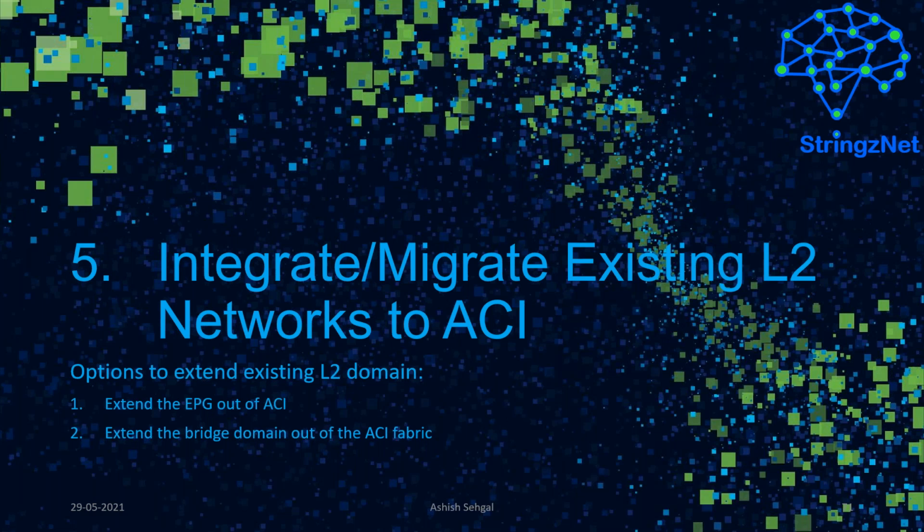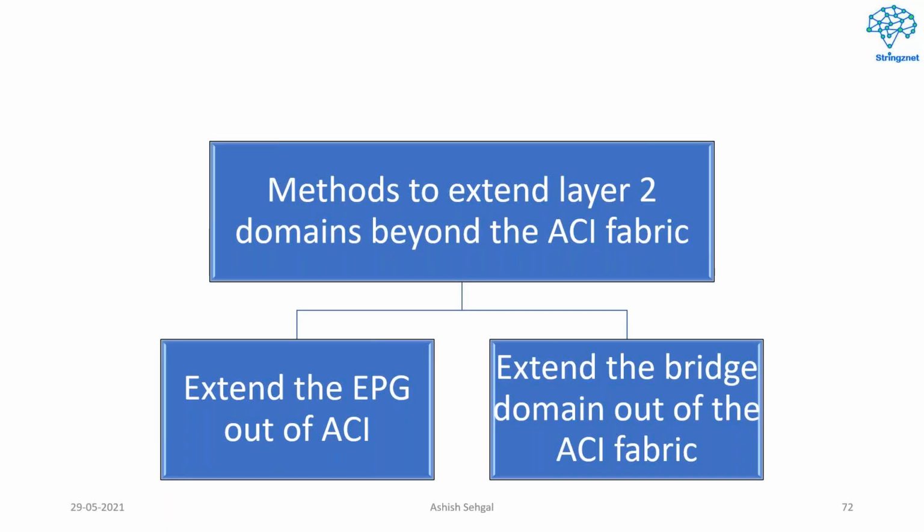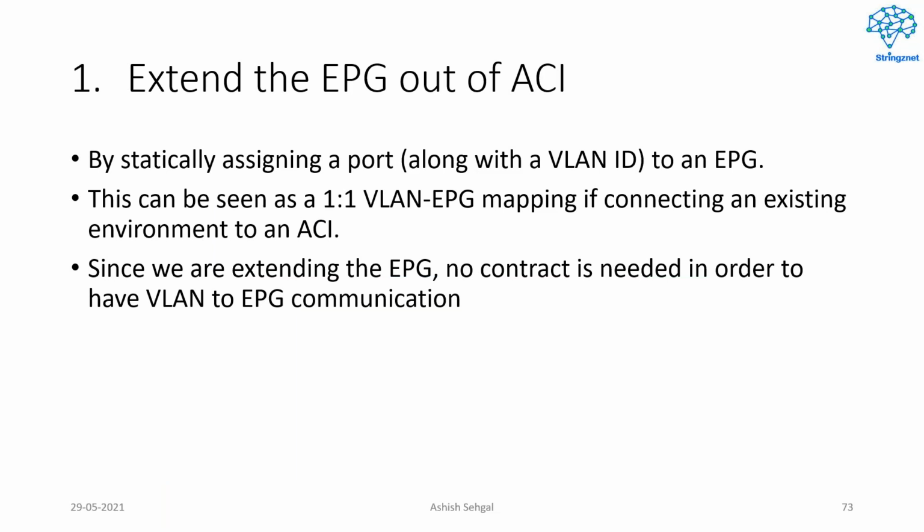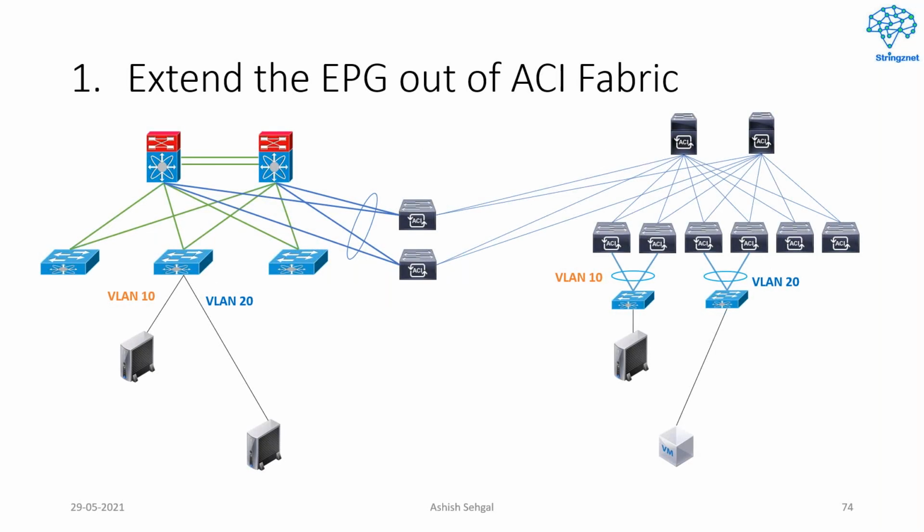Can you see this particular lab? Integrate, migrate existing layer 2 networks to ACI. This is our migration strategy lab. In my previous classes, you have already learned the technology, ACI: what is ACI and how to configure it. We did cover layer 3 out OSPF, layer 3 out BGP, and inter-tenant communication.